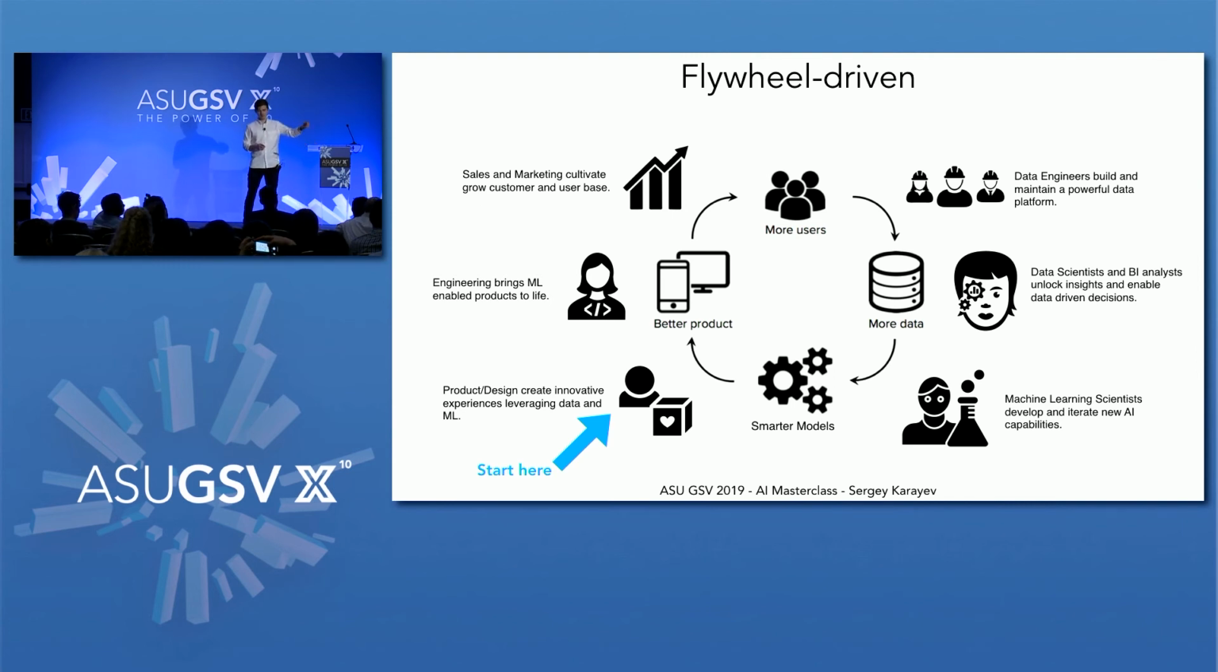The engineering brings it to life. Sales sells it. Then the more users you have, the more data they generate. You have people in your company that build pipelines for the data. You have data scientists that look at the data, machine learning scientists that develop more AI models and better models with that data. And then the models improve the product, which gets more users, which gets more data, and it gets this virtuous cycle going.